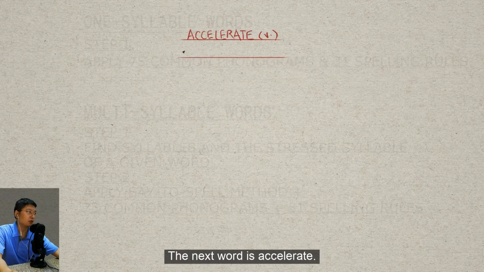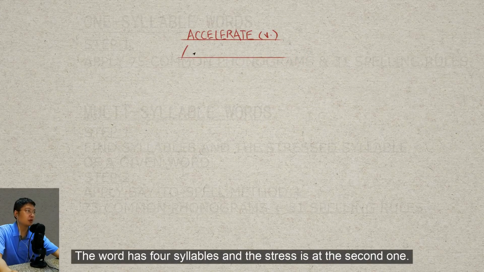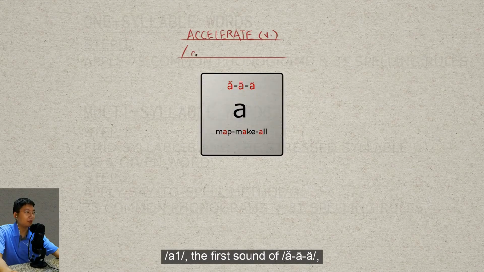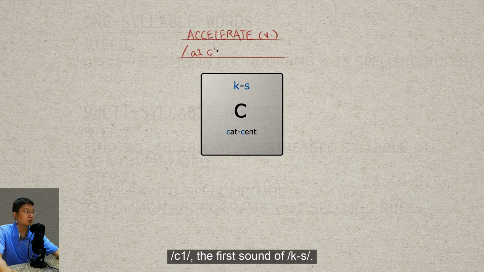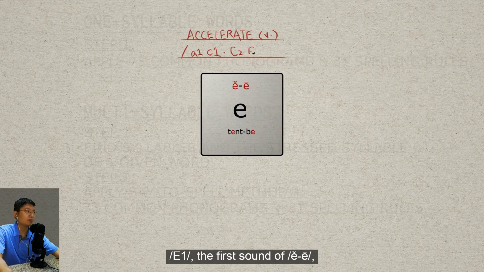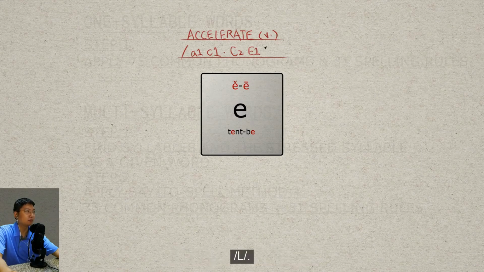The next word is accelerate. The word has 4 syllables, and the stress is at the second one. The first syllable is ac. A, the first sound of a-r. K, the first sound of k. The second syllable is cell. S, the second sound of k. A, the first sound of a-e. U.